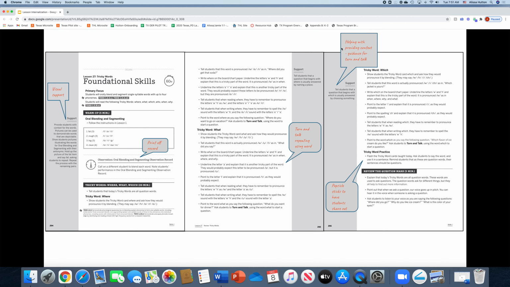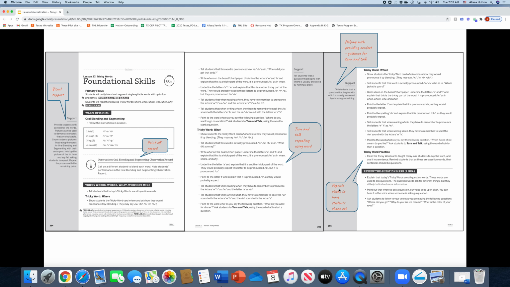As we continue through, this is another side support that stood out to me, so I took some notes where it's for each of these tricky words that I'm introducing, it says to tell students that a question that begins with, for example, the word where is usually answered by naming a place. Also, that questions that begin with the word which is usually answered by choosing something. So it gives me these side supports throughout, and this I just notated, it's really helping with providing that context, and I want to make sure I'm giving that guidance as my students are preparing to turn and talk with their partner for each of these tricky words.